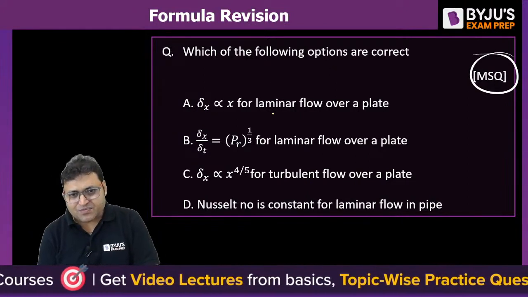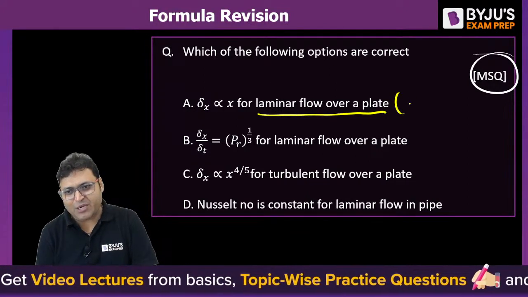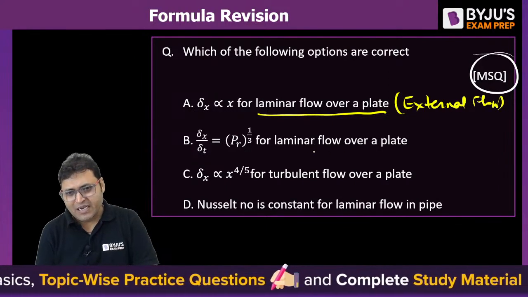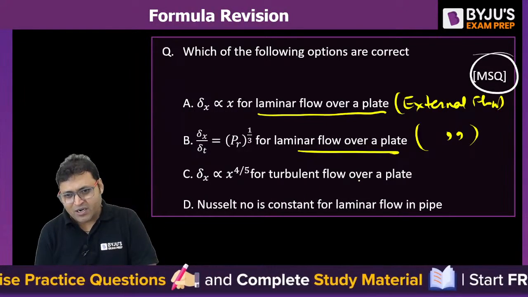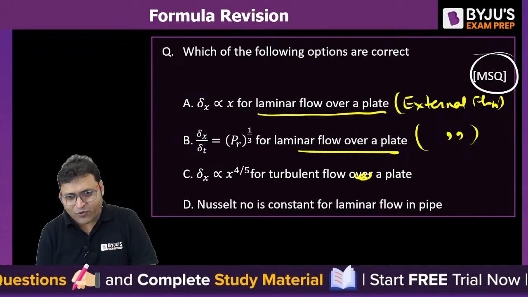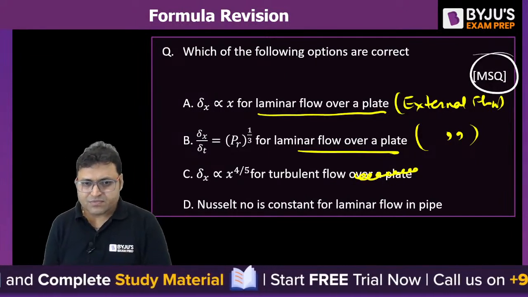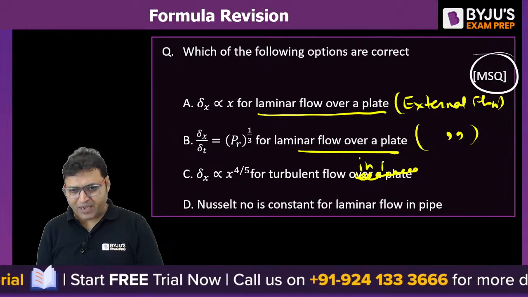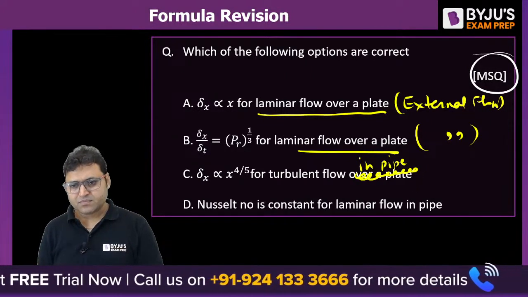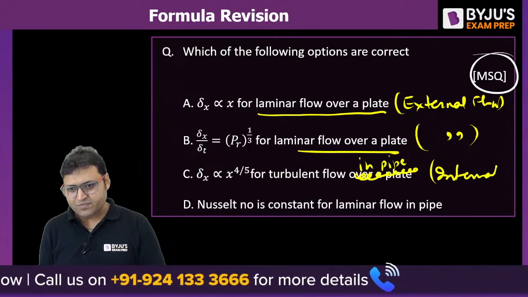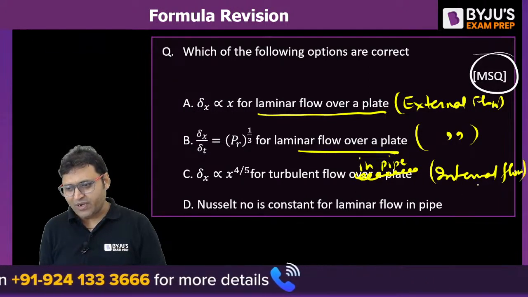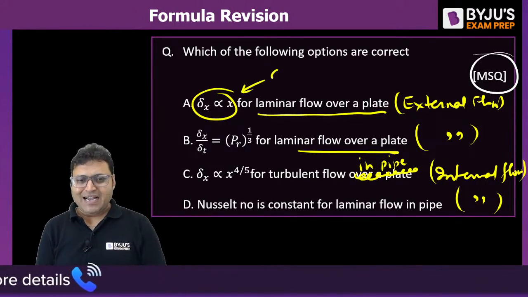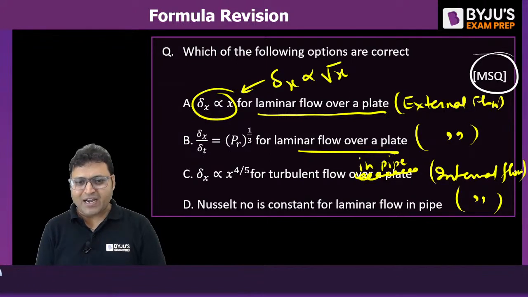Delta X for laminar flow over a flat plate, it means external flow. Laminar flow over a flat plate, external flow. Turbulent flow in pipe, sorry, in pipe. This is internal flow. This is also internal flow. So delta X is not proportional to X. Delta X is directly proportional to under root of X.